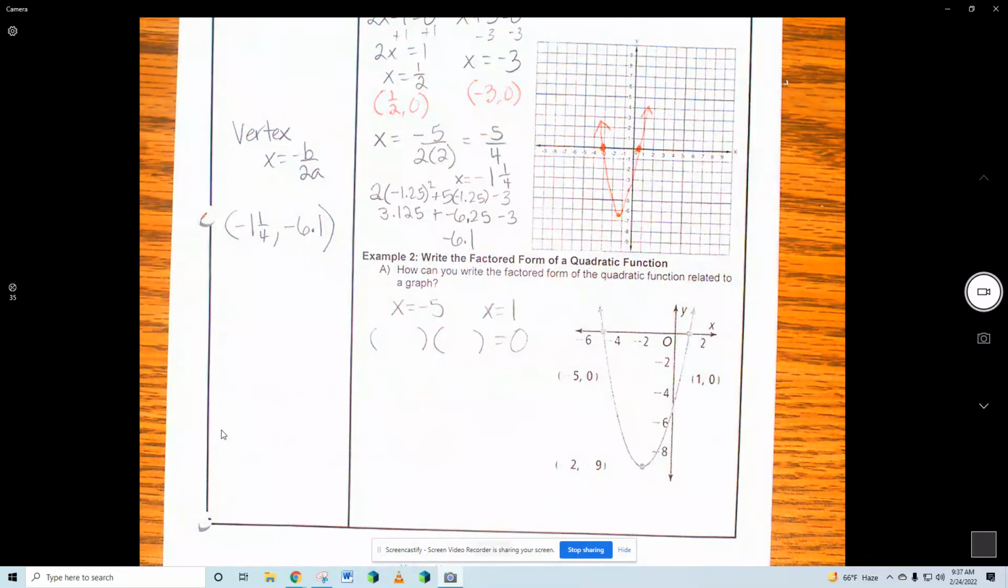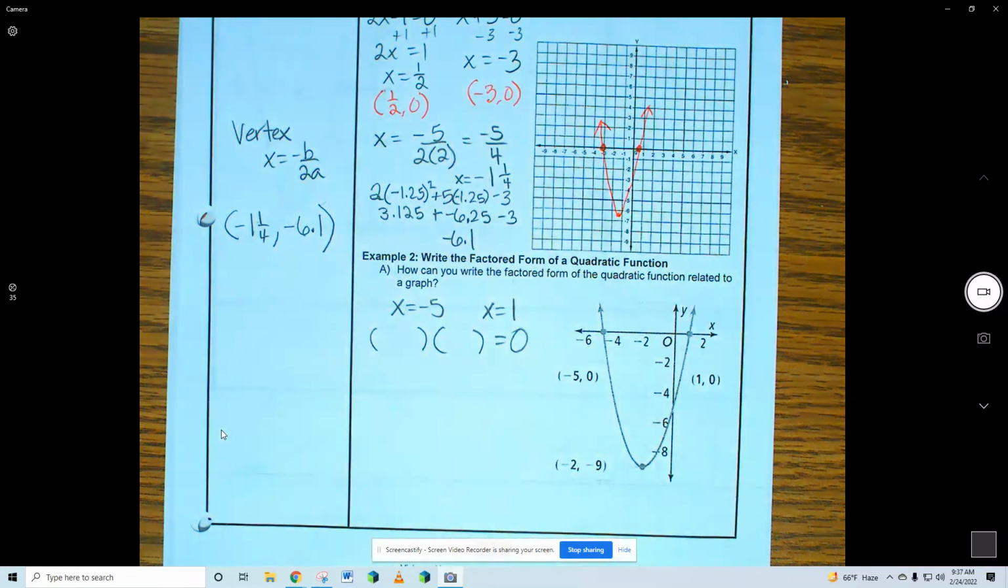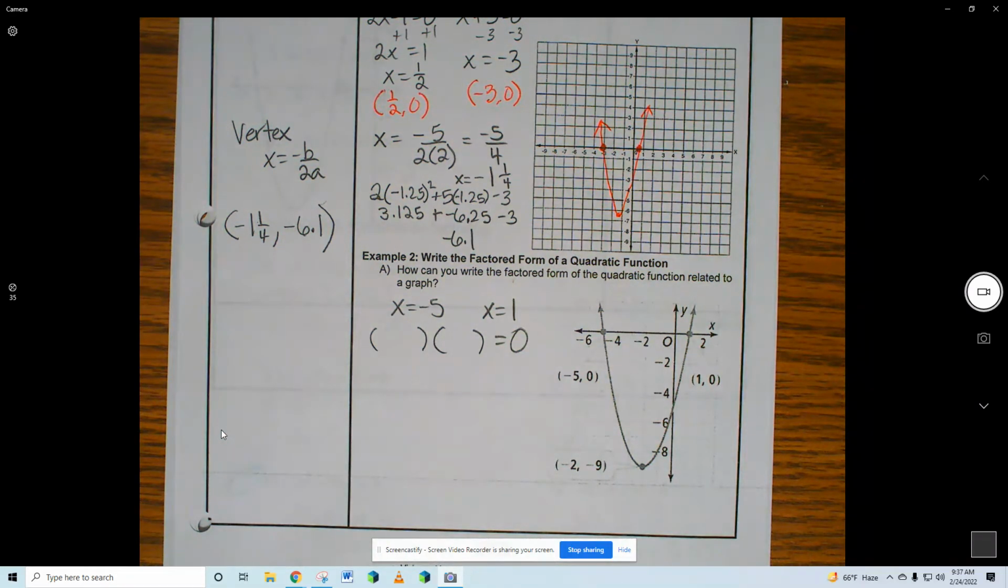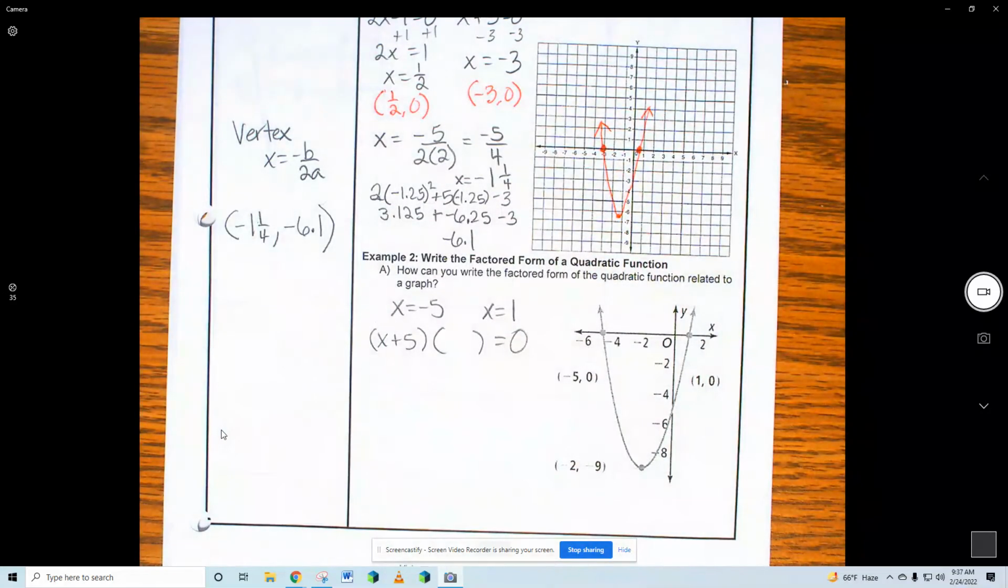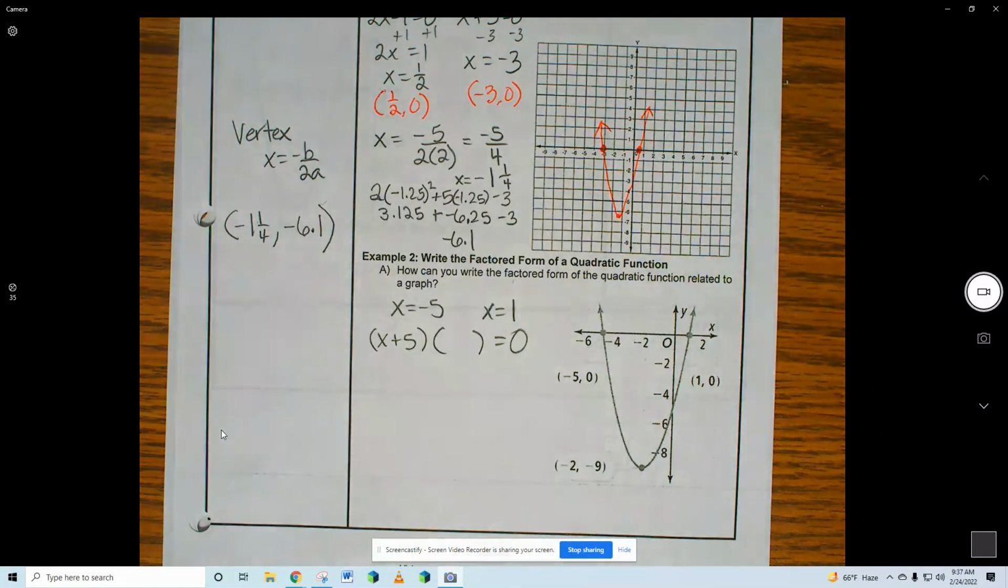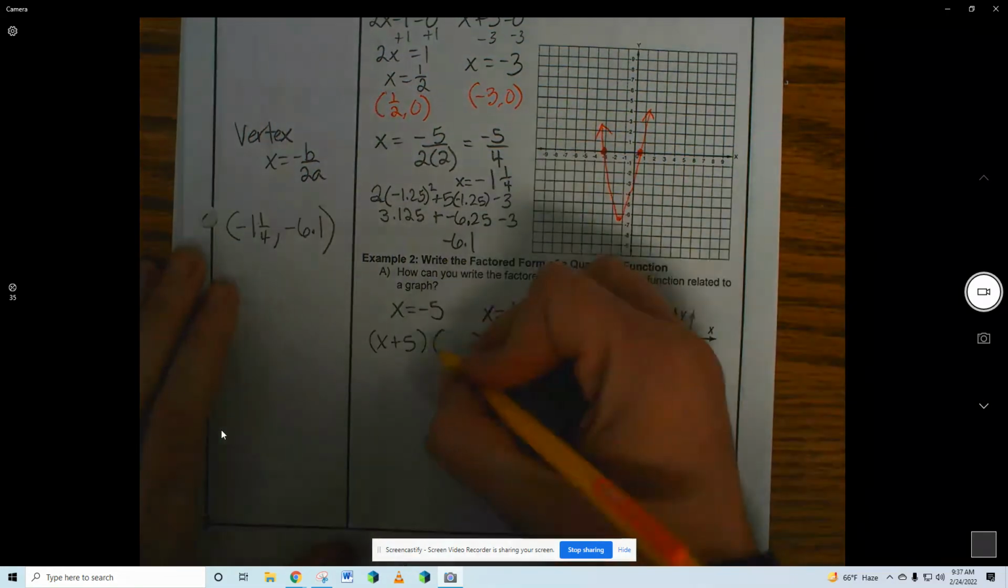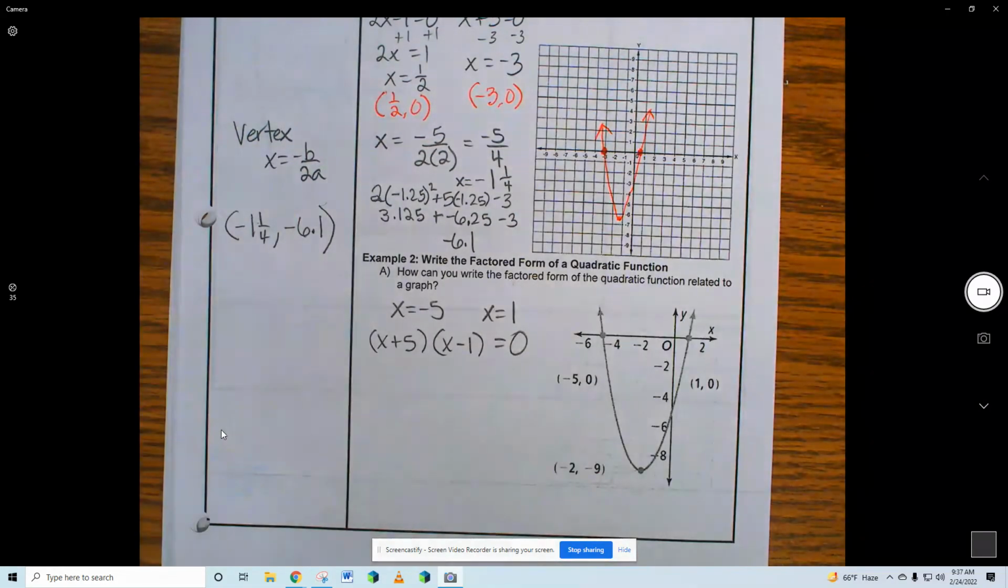What would be inside the parentheses if I got this as an answer? If x equals -5, what's going to go in parentheses? X plus 5. Write that down, the opposite sign. If x equals 1 is the solution, the x-intercept, what was in parentheses? X minus 1, the opposite sign. Good. This right here is factored.